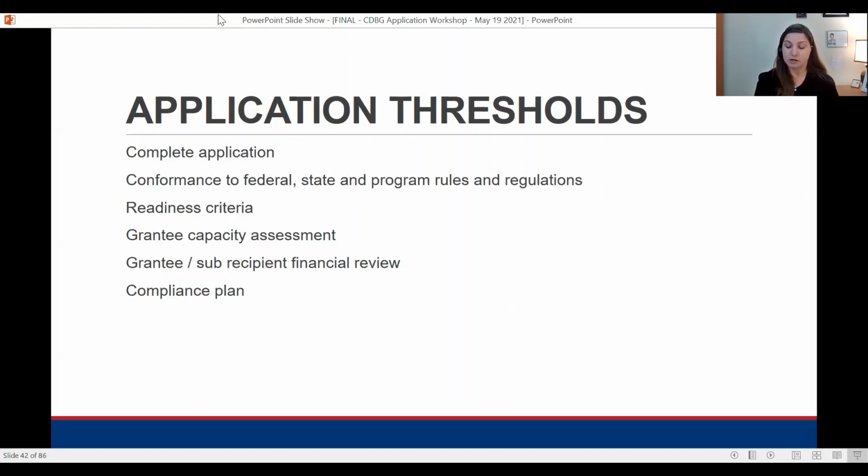The documentation also is used to help us determine the applicant's capacity and performance to carry out the project, like I said. So for prior grantees, this includes an evaluation of the municipality's current capacity to take on another project if there's already some outstanding projects going on in the community.